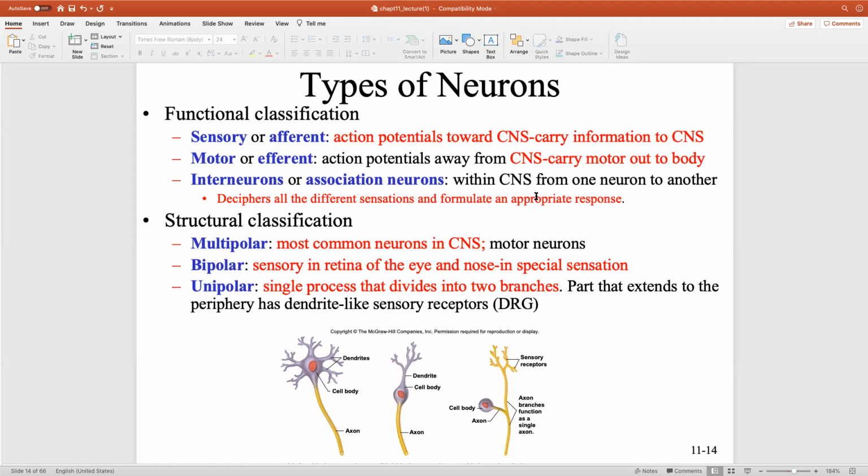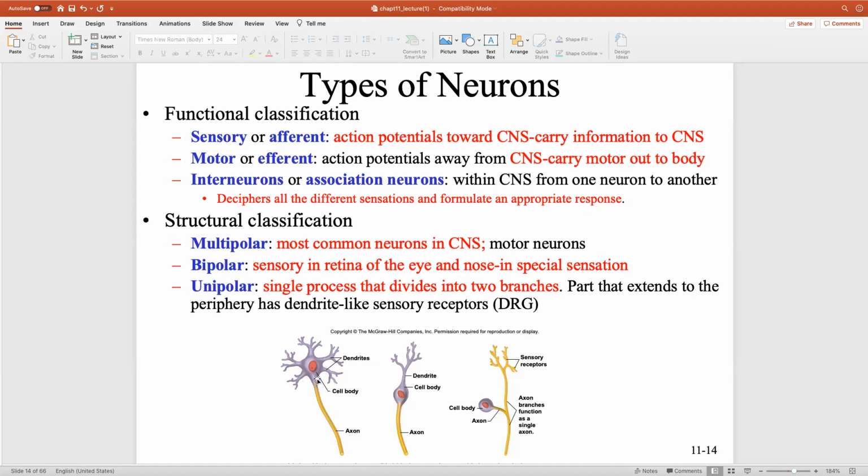All right, now we can classify also based on structure. We have multipolar neurons, which we just saw, all right, with lots of dendrites coming off and one main axon. The most common type of neurons in the central nervous system. Most motor neurons are multipolar. You're receiving multiple inputs. Remember, up to 200,000 inputs. And then one main output. That output then will go to another neuron, which will then cause your muscle to move.